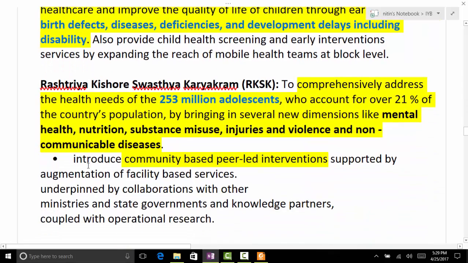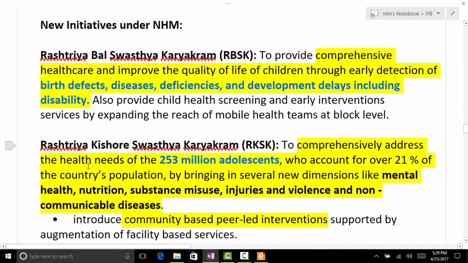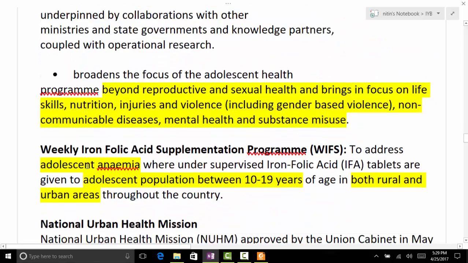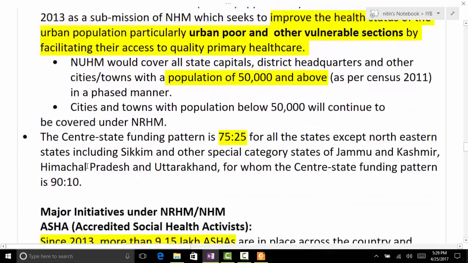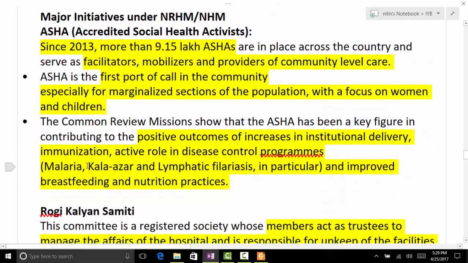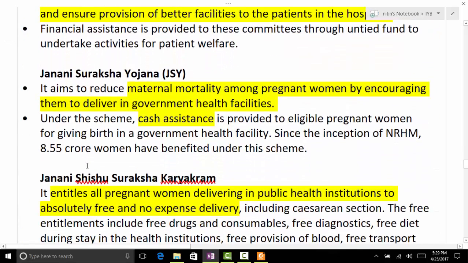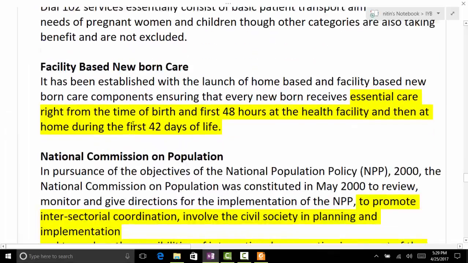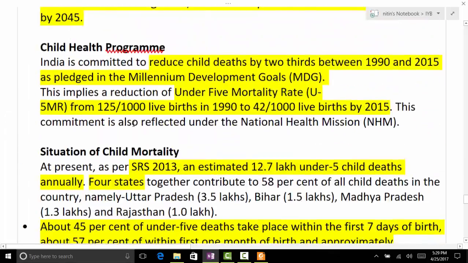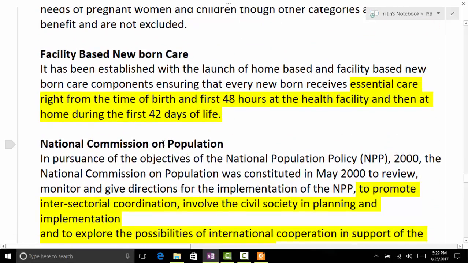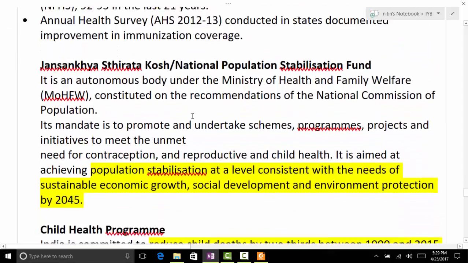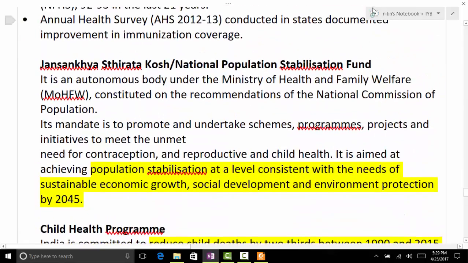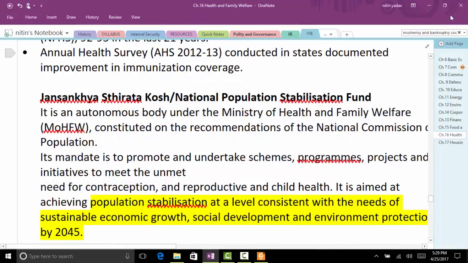Karyakrams, among these, the Kishore Swasthya Karyakram is more important. See through these, even if you remember just the headings, ASHA is important. See through these yojnas and a couple of these schemes. Last, you can leave it: family planning, population policy, because these have been the old initiatives. So that's all.